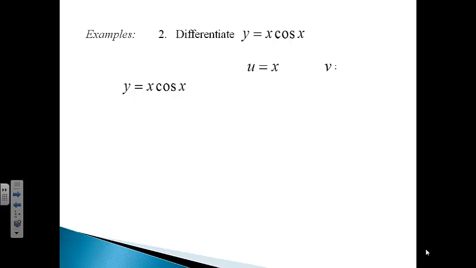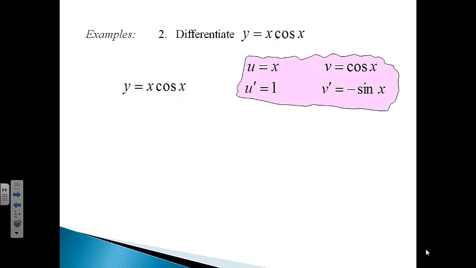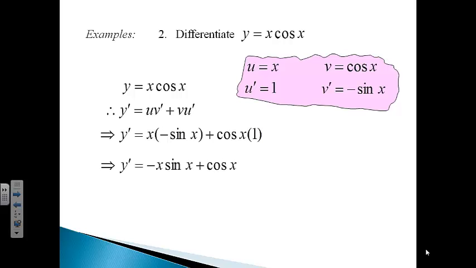So for this function, the first term is x and the second term is cosine x. The derivative of the first term is 1, the derivative of the second term is negative sine x. Using the product rule, and there it is, we're simply going to pair them up and multiply it out. So u was x and v prime was negative sine x, and you can see the way that worked out. And then you rewrite it, and that's your final answer.